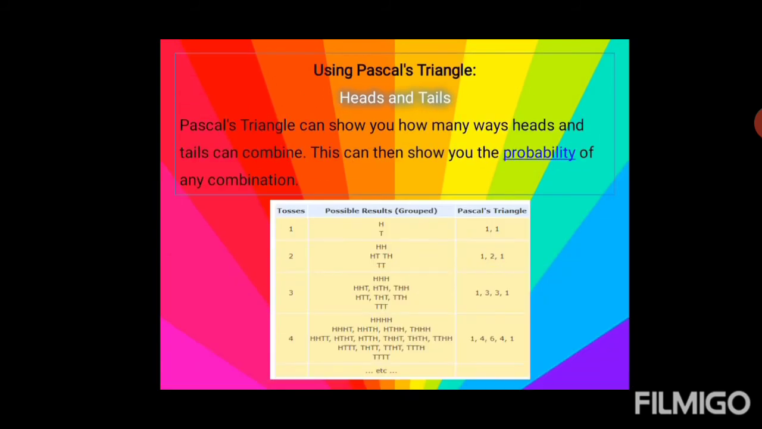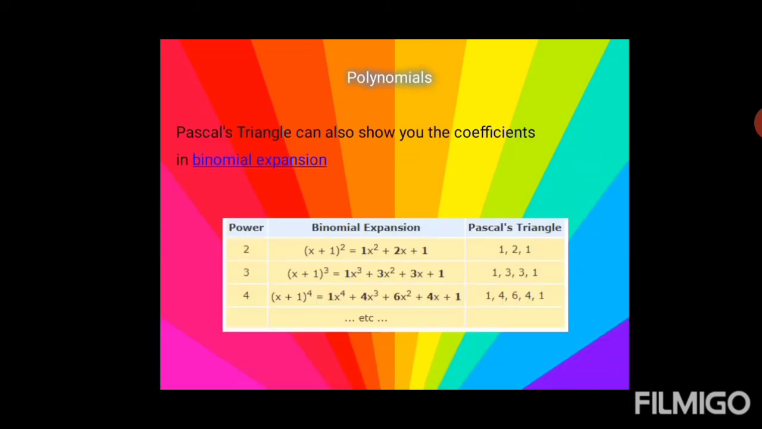Next one is Pascal triangle in probability, heads and tails. For example, I toss one coin, the outcome is head or tail. The coin is tossed twice, the outcome is 4, 1, 2, 1. The coin is tossed thrice, the outcome is 8, 1, 3, 3, 1. Next, polynomial. Pascal triangle can also show you the coefficients in binomial expansion. In power 2, x plus 1 whole squared equal to x squared plus 2x plus 1. Here the numbers represent as the Pascal triangle 1, 2, 1.